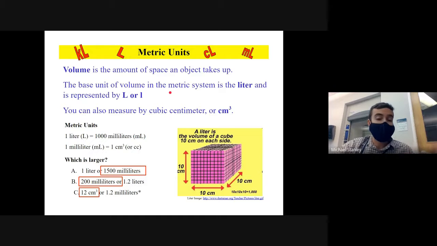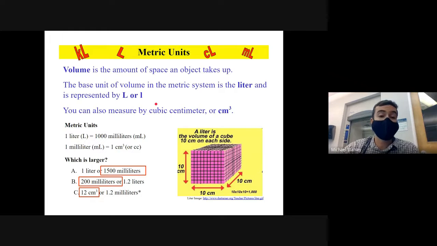So volume, how much space an object takes up. Our base unit is called the liter, and it's represented by a lowercase l or a capital L. I personally like using the big L just because that helps it be clear that it's not a 1, it's an L, because sometimes L's and 1s can look pretty similar.